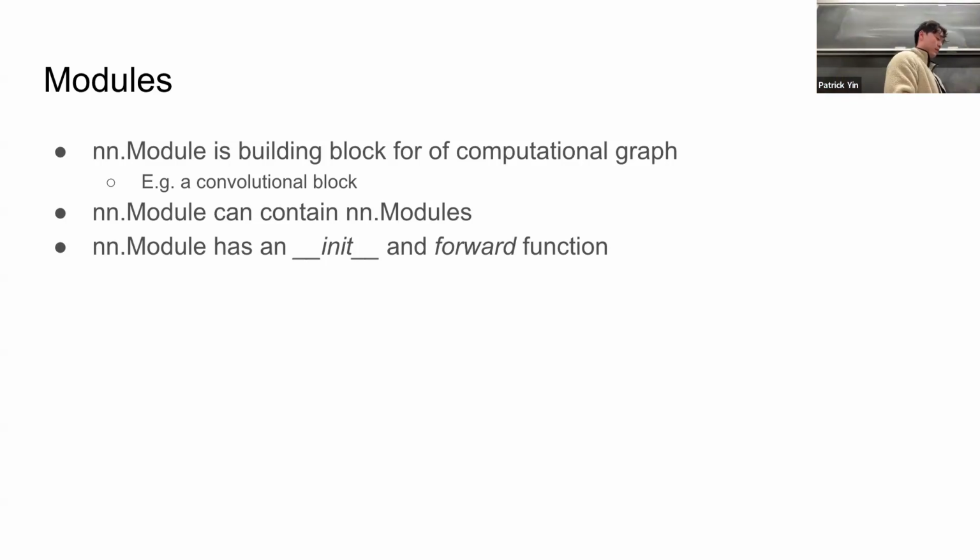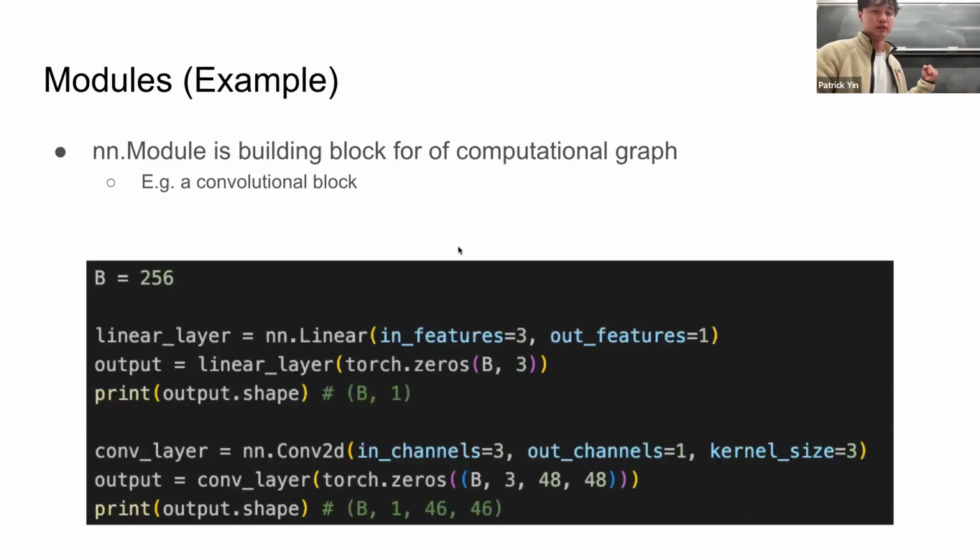What's special to nn.Module is there's an init function where you create your layers and create your modules. And then there's a forward function, where you take in the input tensors, apply whatever you need to apply, and then give an output. So a more specific example of that is these two examples. One is a linear layer, one is a conv layer. Say we have a batch size of 256, we can simply define a linear layer.